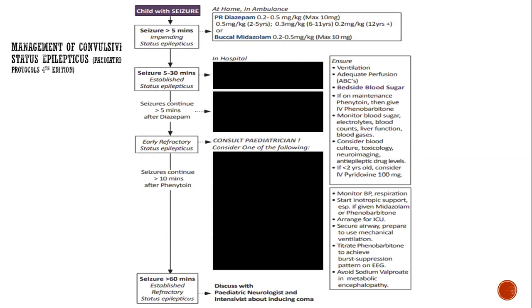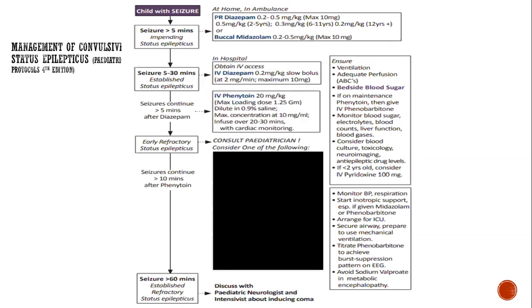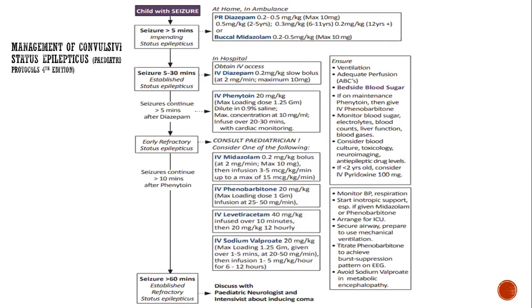Now we need to obtain IV access, and we can give IV diazepam 0.2 milligram per kilo slow bolus. If the seizure still continues after 5 minutes of IV diazepam, we need to add on IV phenytoin 20 milligram per kilogram. After this phase, if the patient still continues to have fitting episodes, then we call it early refractory status epilepticus. This is actually dangerous, so we need to consult a pediatrician for further management.